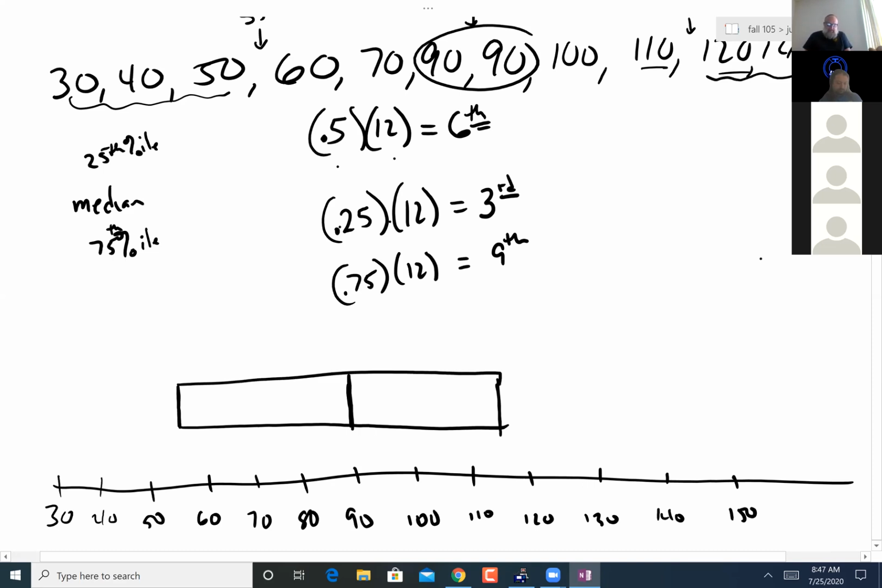Nice. That's it. This right here, the middle 50% of your data. That's what that means, right? Everything in the box is the middle 50% of your data, okay? Everywhere from the 25th percentile to the 75th percentile is the middle 50% of your data.